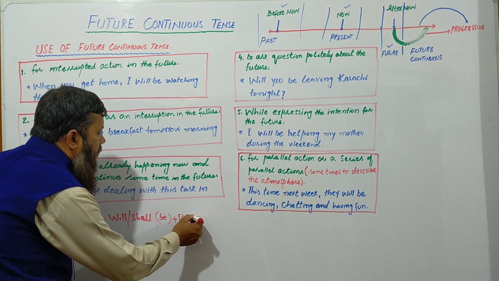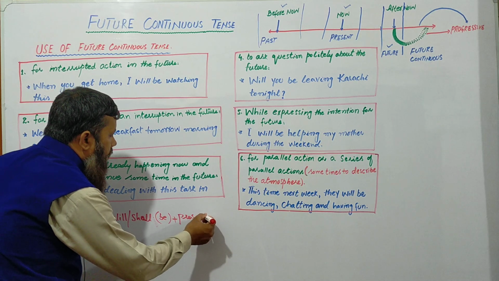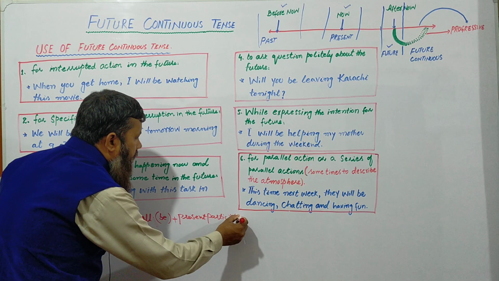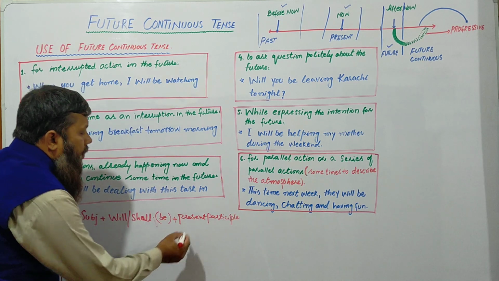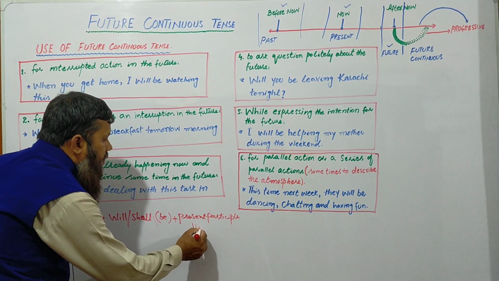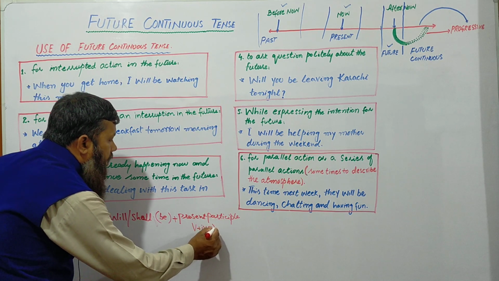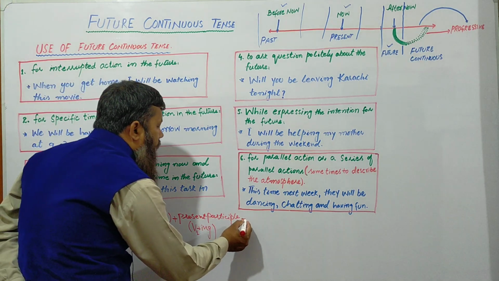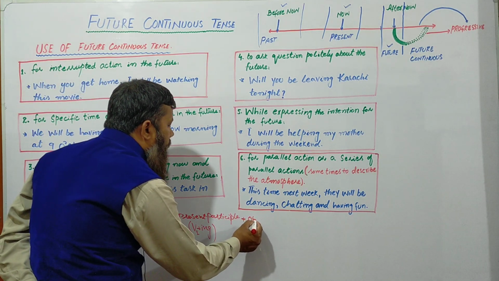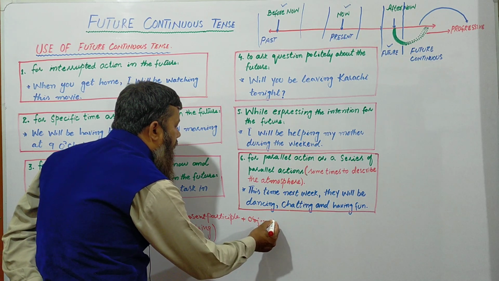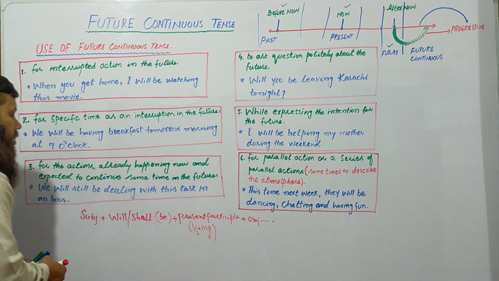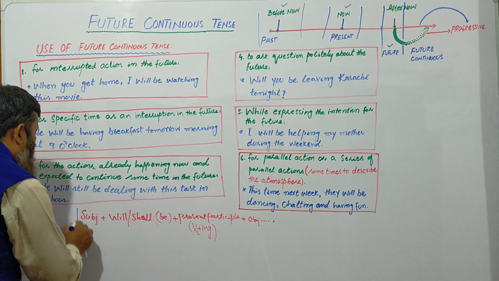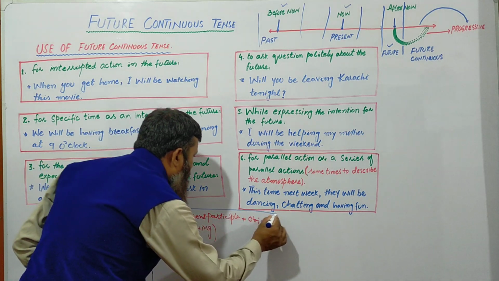Do you know present participle? What is present participle? Present participle means verb plus ing form. It means first form of the verb plus ing. Okay, that is called present participle. Then we use here any object or what we require, then full stop. This is the structure to make future continuous tense. Getting it? I think so. You have got this.